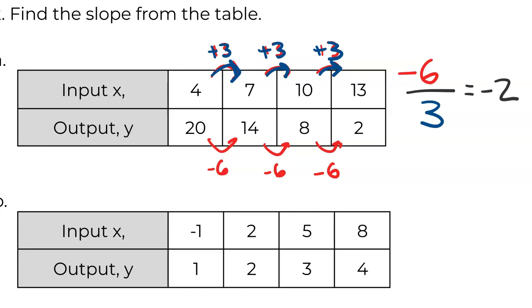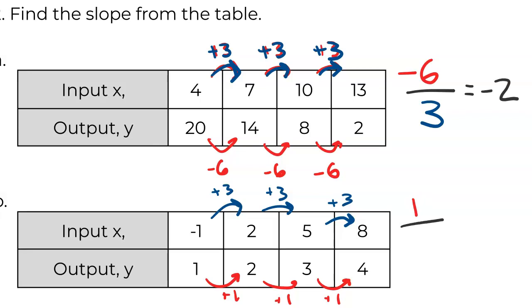We do the same thing for the next one. Our inputs are x values. We're adding 3 each time. Our y values, we're just adding 1. So then our slope would be our change in y, which is positive 1, divided by our change in x, which is positive 3. And 1/3 can't be reduced either.